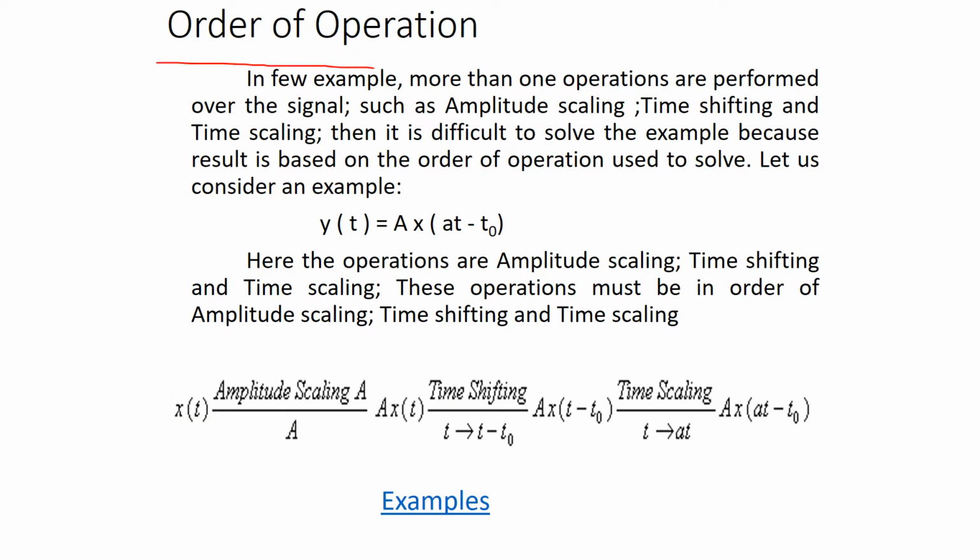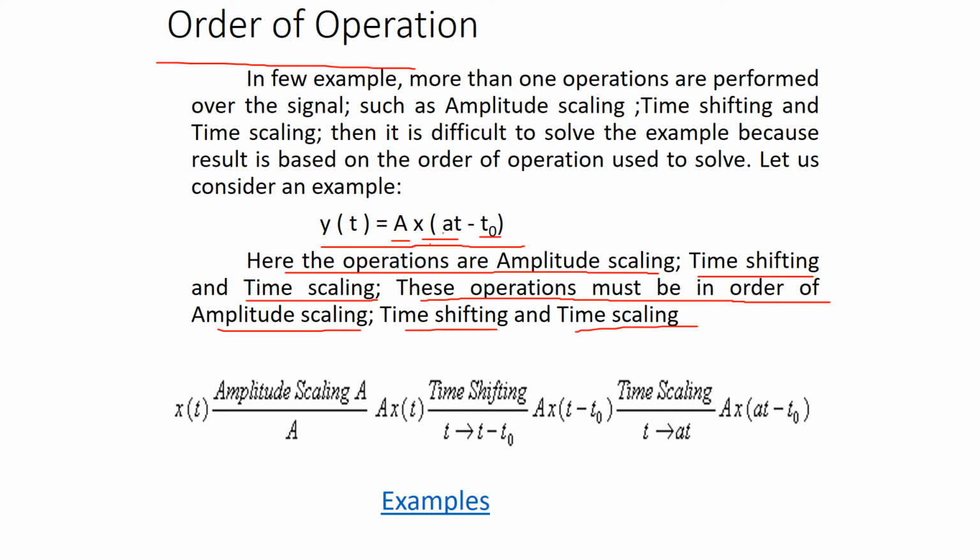So what is the order of operation? Let's take the given signal y of t equal to a into x of at minus t0. Here the operations are amplitude scaling: first of all, the amplitude has been scaled, that is x of at minus t0 has been scaled by a. Then time shifting, that is t minus t0, and time scaling, that is small a into t. These operations must be in the order of amplitude scaling first, then time shifting, and then time scaling.